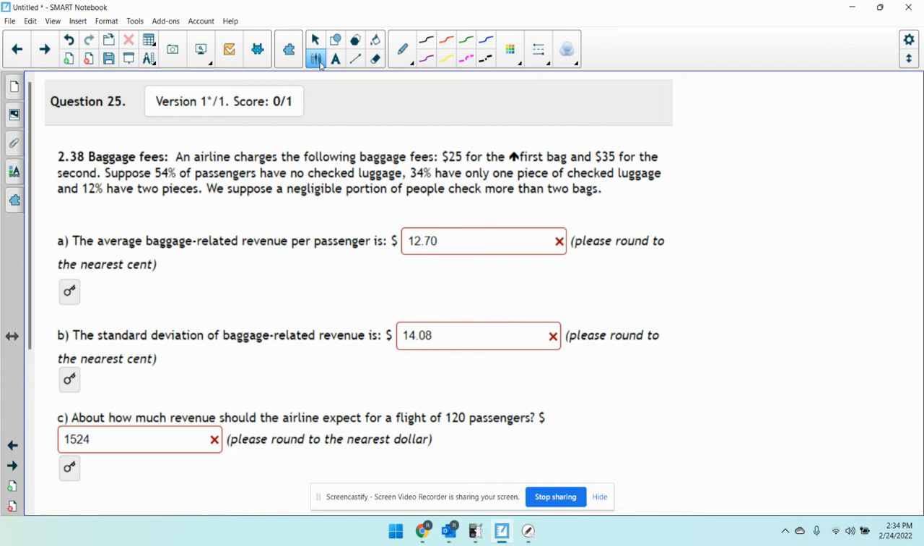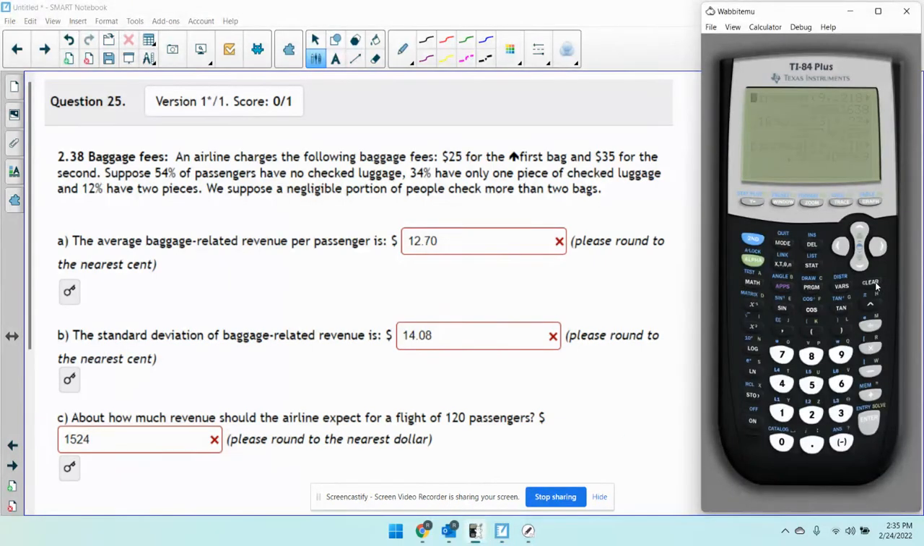So what you're doing was right. You want to use the one variable statistics by putting the data into the lists. The important thing here is to figure out what the possible values are. This is where the trick comes in. So if I do stat, edit, clear my lists out.